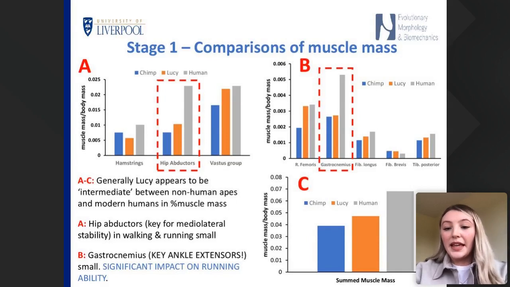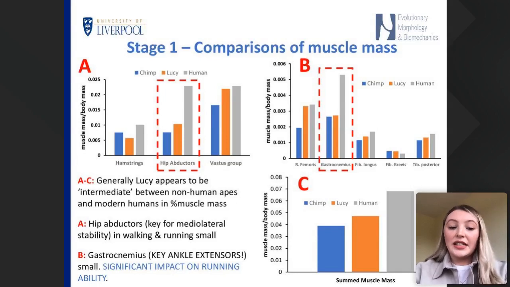Also of note in B is the gastrocnemius. In Lucy, we assumed again that it's a lot smaller than in the human, which could be of importance as the gastrocnemius is a very important ankle extensor, which is known in many species, such as birds as well, to be a key adaptation in fast running. So as Lucy doesn't have this adaptation, it can be suggested that she also could not run. And this is also supported by the fact that soleus was statistically insignificant.